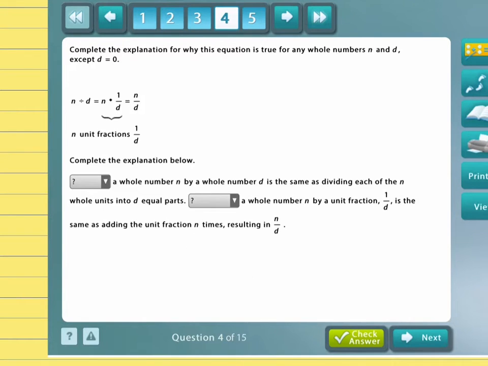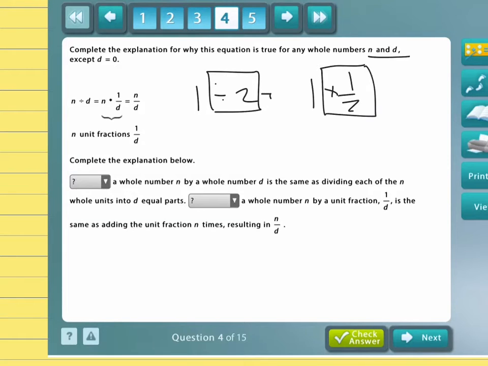So we're looking at finding out whether this equation is true for any whole number n and d. So whole numbers are counting numbers. So if you have a number and you divide it by another whole number, it's the same as taking a part of each of those numbers. So for example, if you had 1 whole and you divide it by 2, you end up with 1 times a half, because the opposite of division is multiplication, and the opposite of 2 wholes is 1/2.